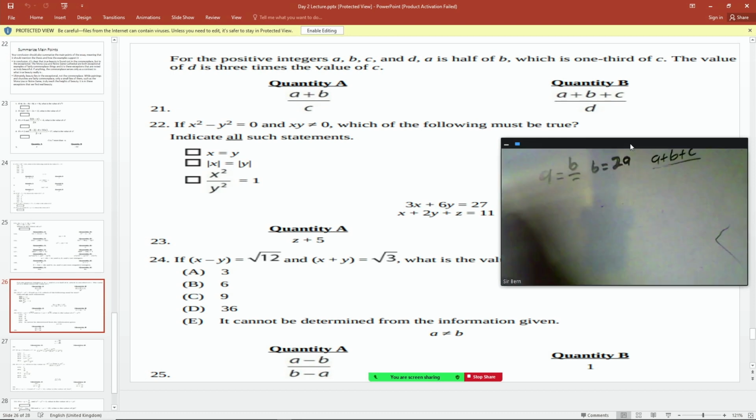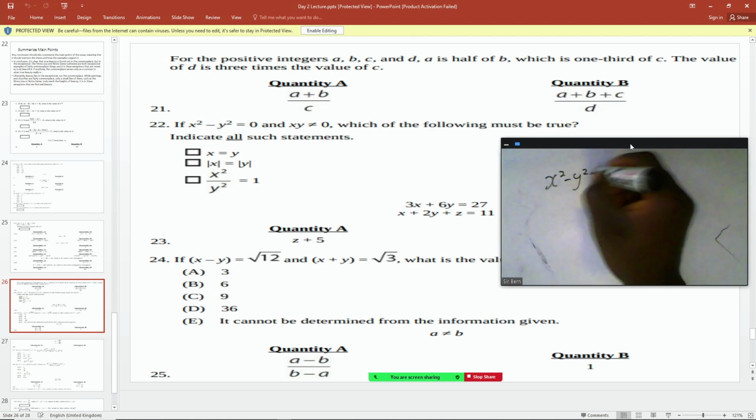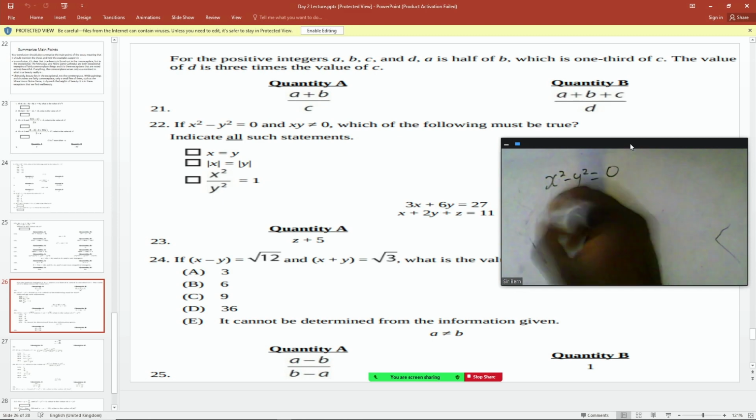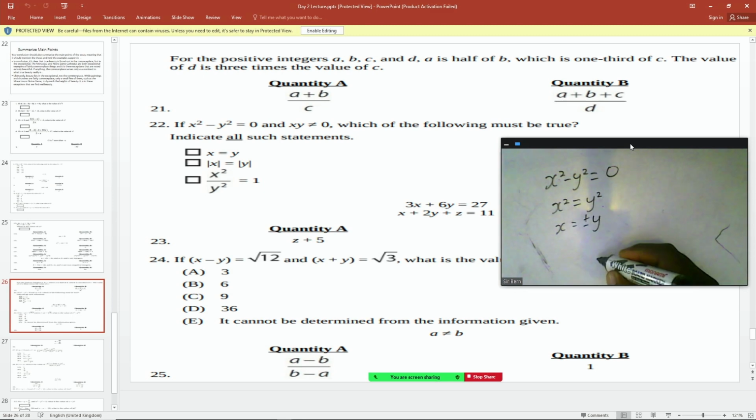Moving on to question 22. 22 says that x squared minus y squared is equal to 0, and asks which of the following must be true. So we can say x squared is equal to y squared. When we take the square root of this, we get x is equal to plus or minus y. So the first option is not correct, because x must not be equal to y; x can be equal to minus y.